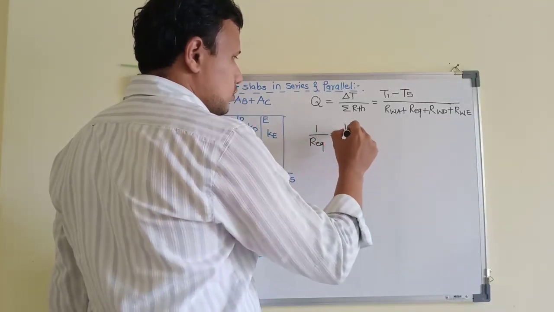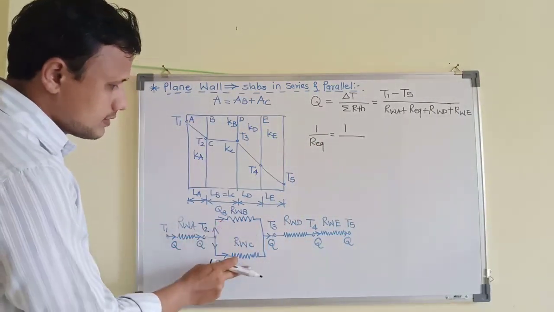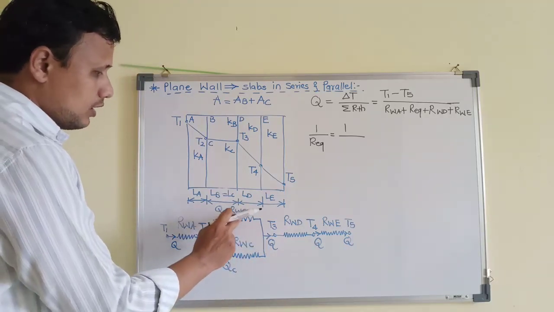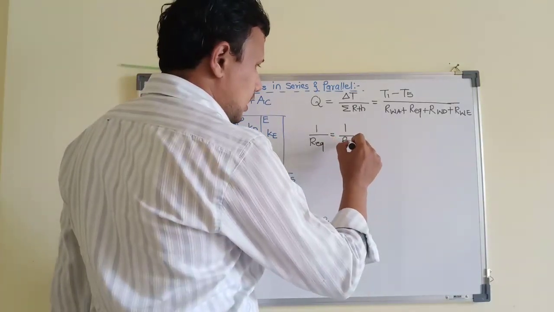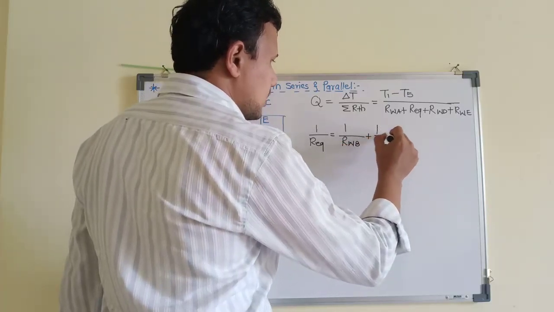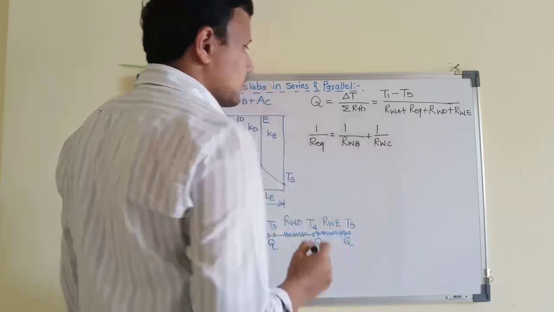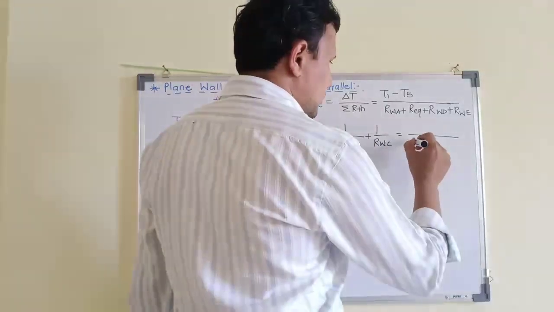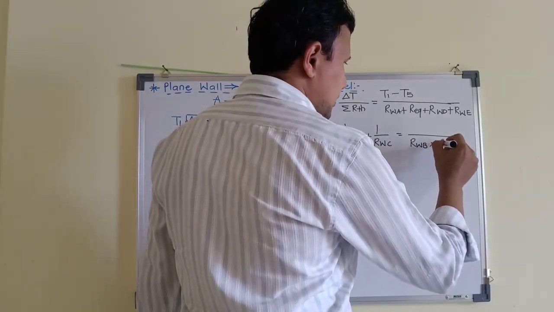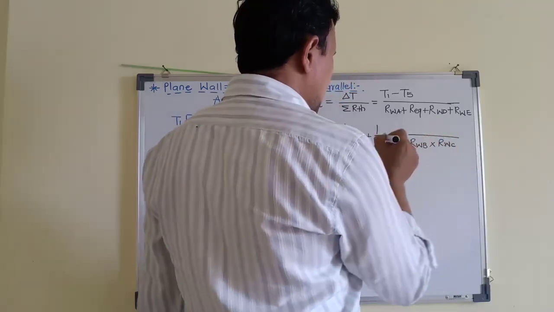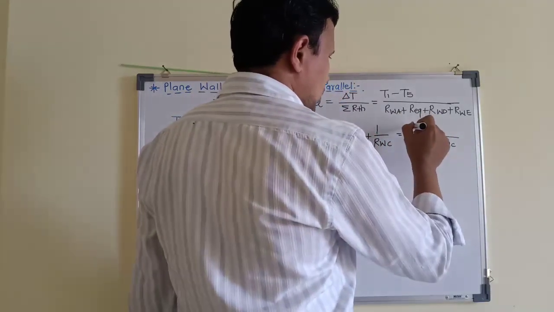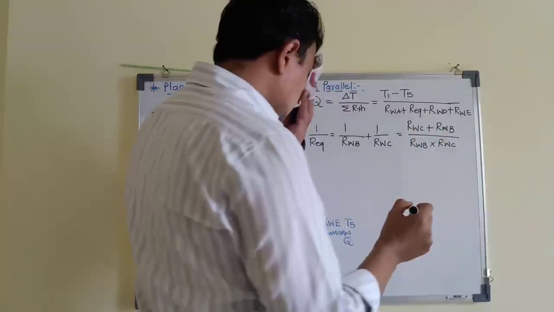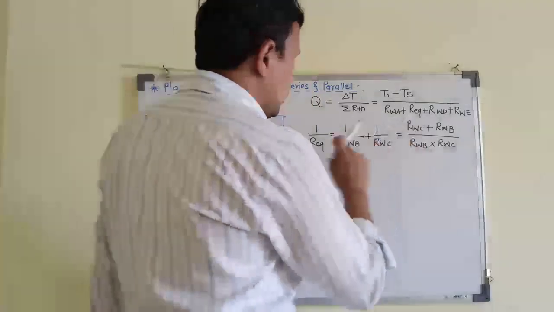R equivalent is equal to 1 upon, which two resistances are participating as parallel resistances? Resistance of wall for material C, resistance of wall for material B. So 1 upon R wall B plus 1 upon R wall C. Let us simply solve it. When we want to equalize the denominator, what we get is R_WB multiplied by R_WC, and we multiply the numerator. So we get R_WC plus R_WB. But this is the value of 1 upon R equivalent.